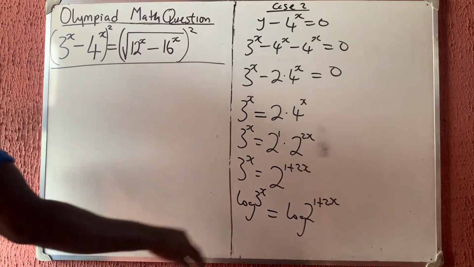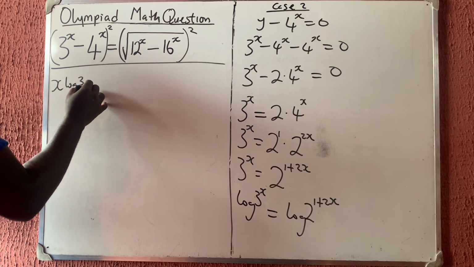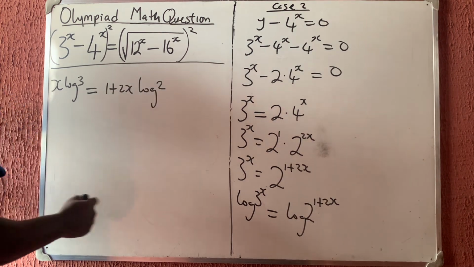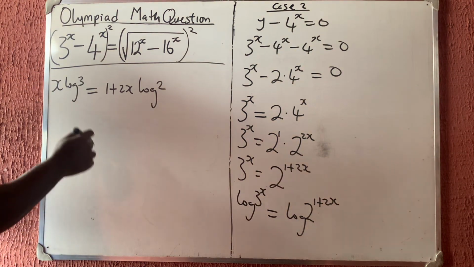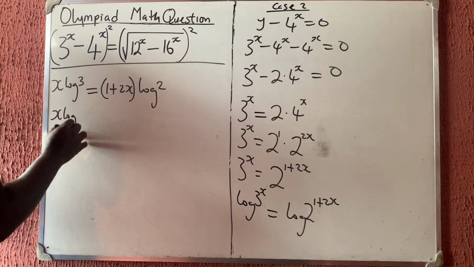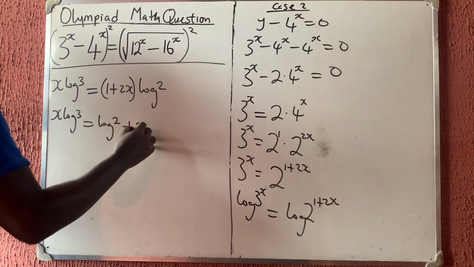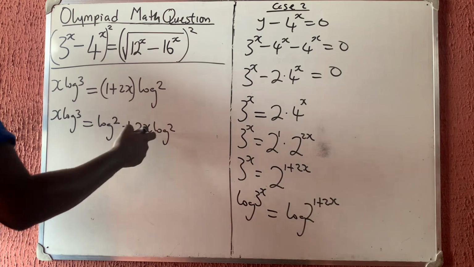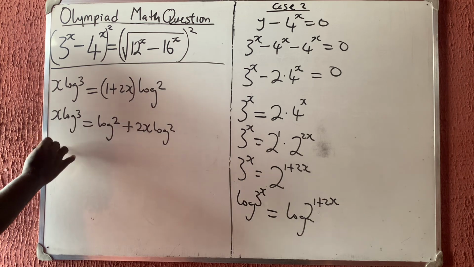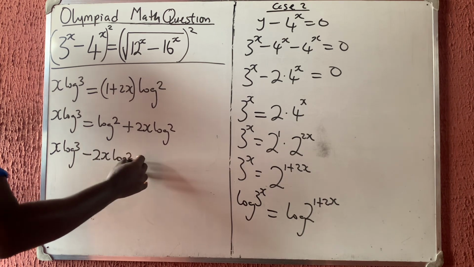Now we'll do the same thing again. This x will go to the back. So I'm going to have x log 3 is equal to 1 plus 2x log 2. This 1 plus 2x will go to the back. So if I clear the bracket, I'm going to have x log 3 is equal to log 2 plus 2x log 2. Collect like terms. This one can come here. So I'm going to have x log 3 minus 2x log 2 is equal to log 2.